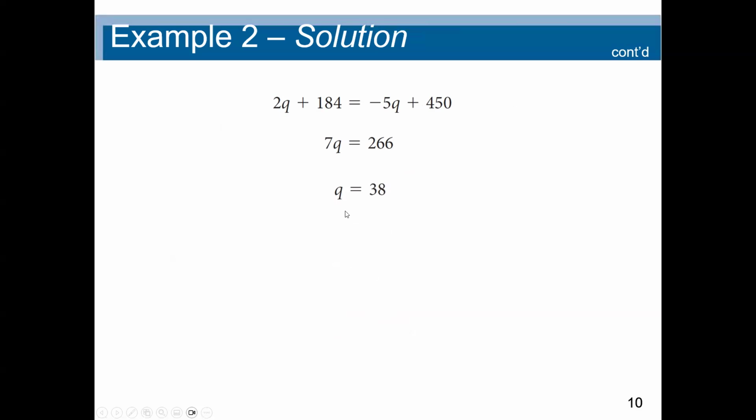If we know Q, then we can find P. We substitute the Q value into the equation. We can use either the supply or the demand equation. So 2 times 38 is 76, plus 184 gives 260, the price. And that will give us 260.